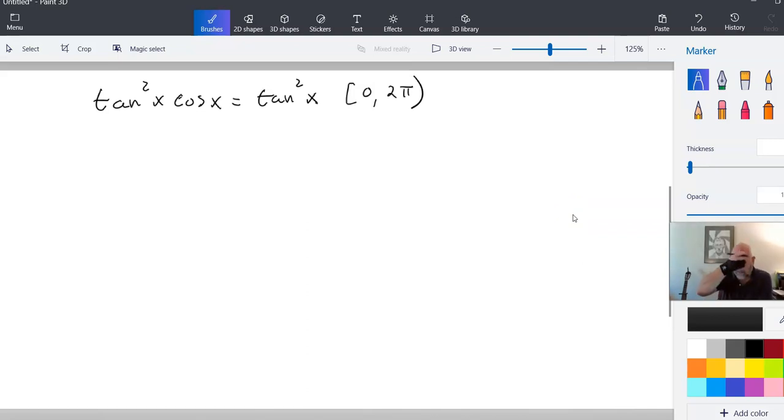Okay, I'm assuming you've paused it at this point, and I'm going to take you through the most efficient solution, at least the most efficient one I see. There might be one out there that's even more efficient, I have no idea. There are a lot of ways to do these things. If I'm going to factor this, it has to be set equal to 0, so that's where I'm going to start. I'm going to subtract tangent squared x from both sides.